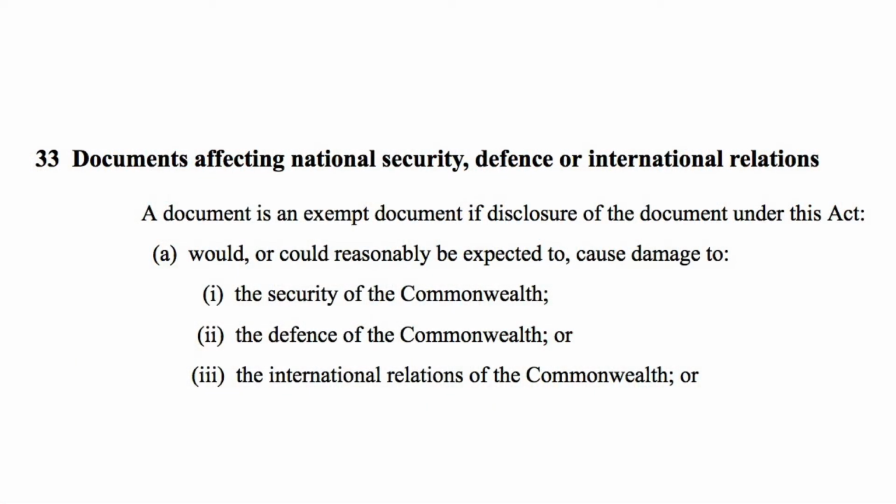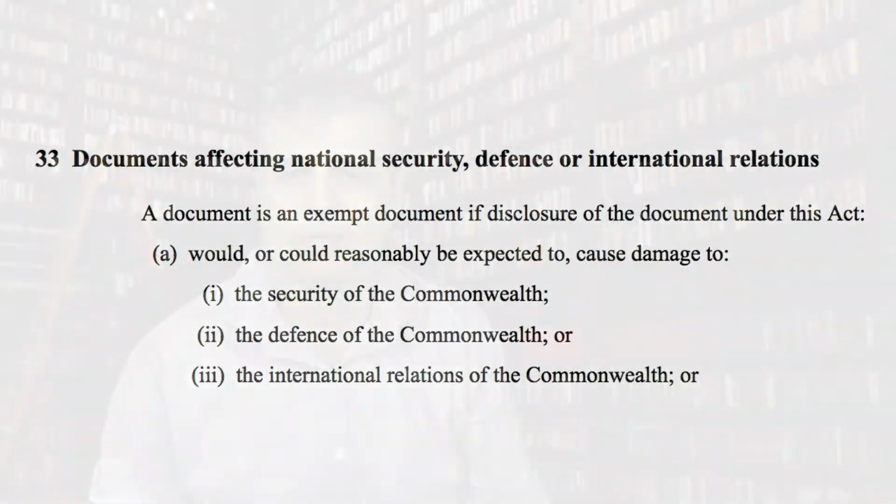There are a range of exemptions to freedom of information. The first one, and one of the more problematic ones, is national security. Section 33 of the FOI Act exempts documents which would reasonably be expected to cause damage to the security of the Commonwealth, the defence of the Commonwealth, or the international relations of the Commonwealth. Now, on the one hand, this makes sense. We don't want adversaries in other countries getting access to our defence secrets. I don't think there'd be too many arguments there.